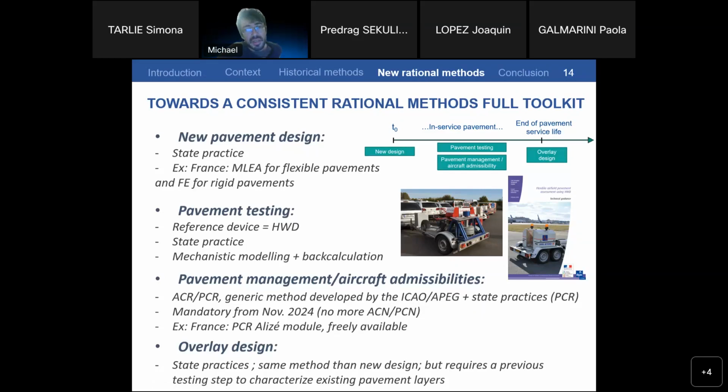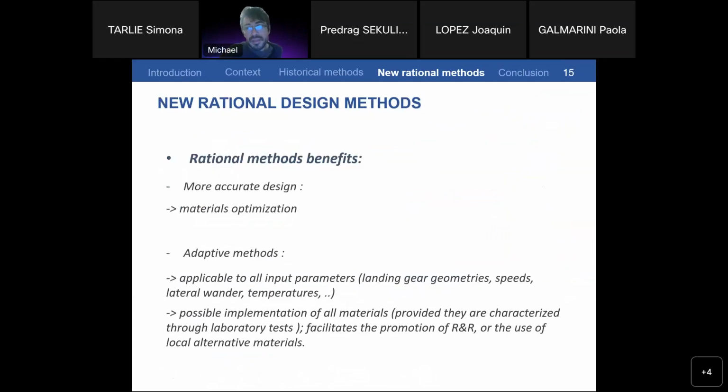The last thing will be the overlay design. So state practice again, and it will be the same method as used for the new pavement design, but it will require a previous step, which will consist of testing the existing pavement and characterizing it. And this is the part on which you will have to prepare. So have a good knowledge of your pavements for PCR calculation or overlay design.